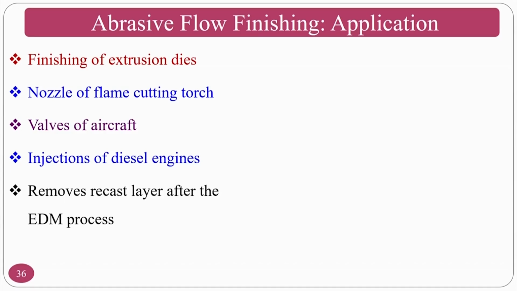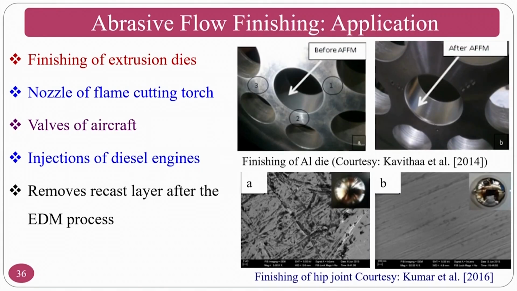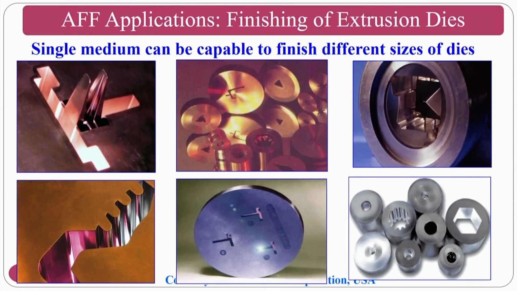So, the applications: finishing of extrusion dies, nozzles, and valves of the aircraft can also be done, and it can remove the recast layers and other things. If you can see here, before and after, it is finished to a great level. At the same time, you can see the head of the hip joint can also be finished. These are the things that can be done by abrasive flow finishing.